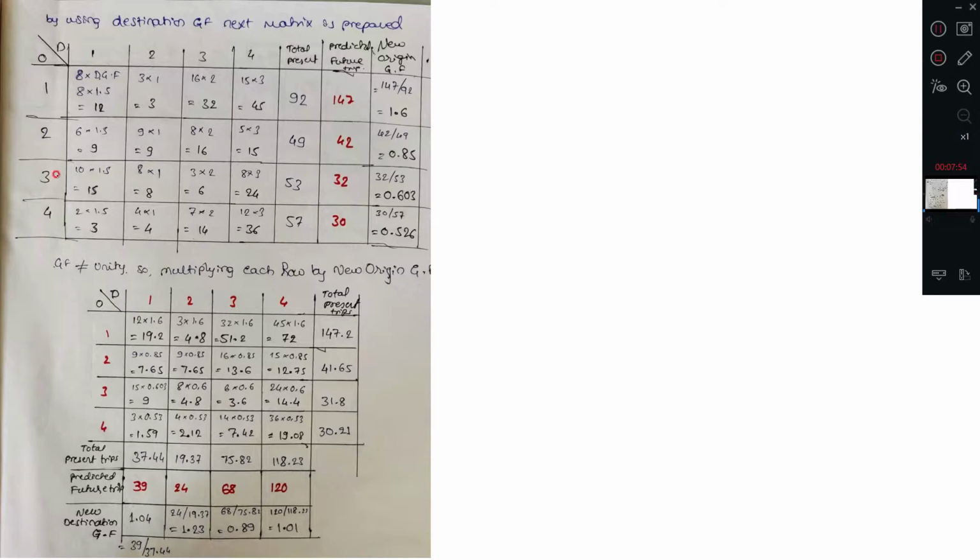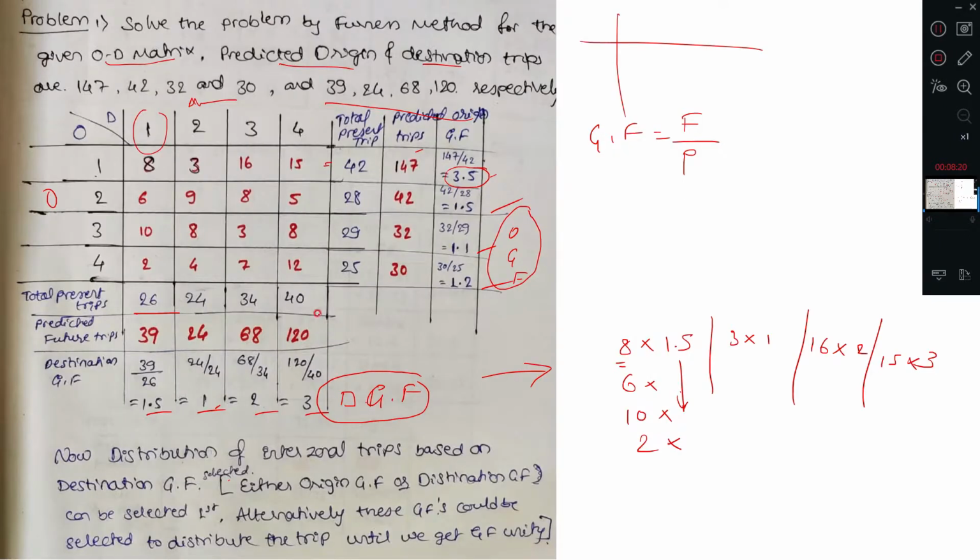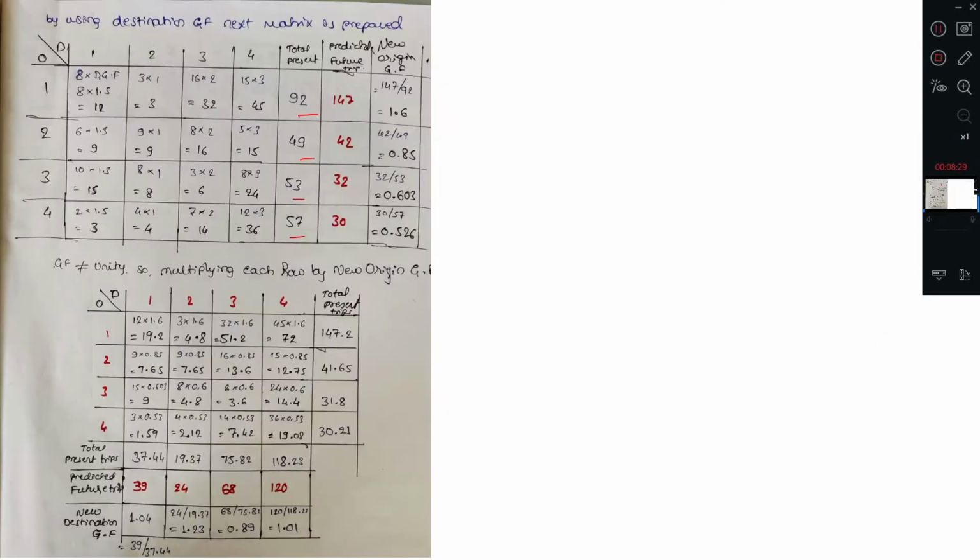For easy understanding I have written in the table itself, or one or two calculations you can show in the table itself and directly you can put the values. 8 into 1.5, 6 into 1.5, 10 into 1.5, 2 into 1. So after getting all this matrix, again we need to calculate the total present trips for zone 1, zone 2, zone 3 and zone 4. So for your understanding, I have made this both origin and destination growth factors. Otherwise, if you are starting with the destination growth factors, just calculate the destination growth factors and next multiply those things in the matrix and get the origin growth factor methods.